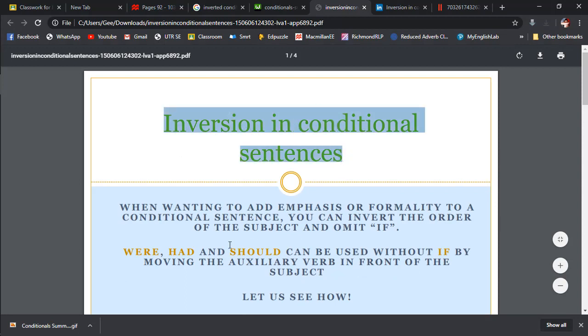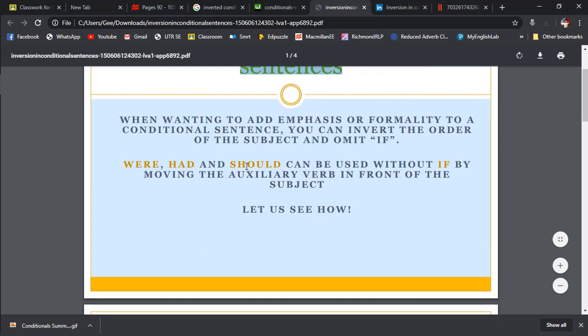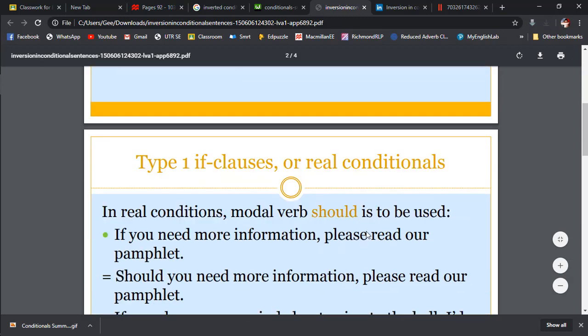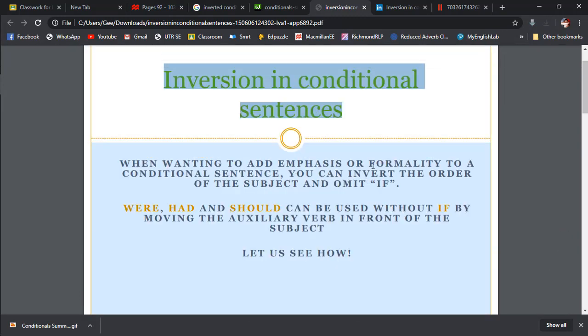Yeah. So we use it for, what is it? Oh, we use it for formal situations. Oh, right here. Formality or emphasis.